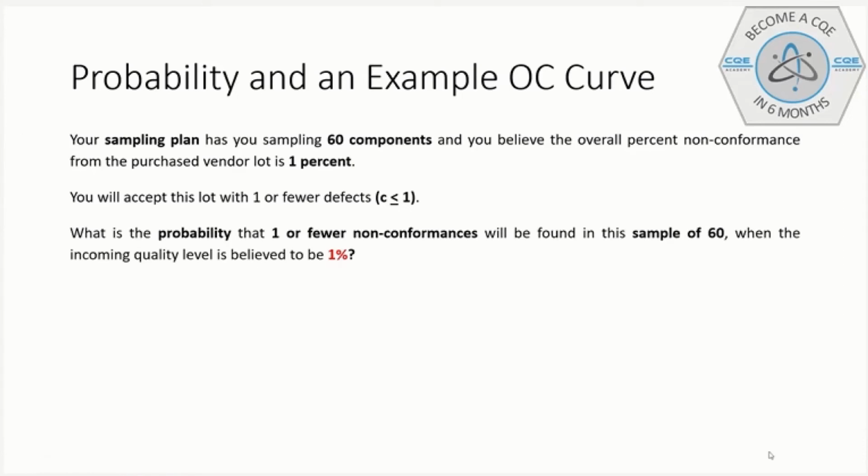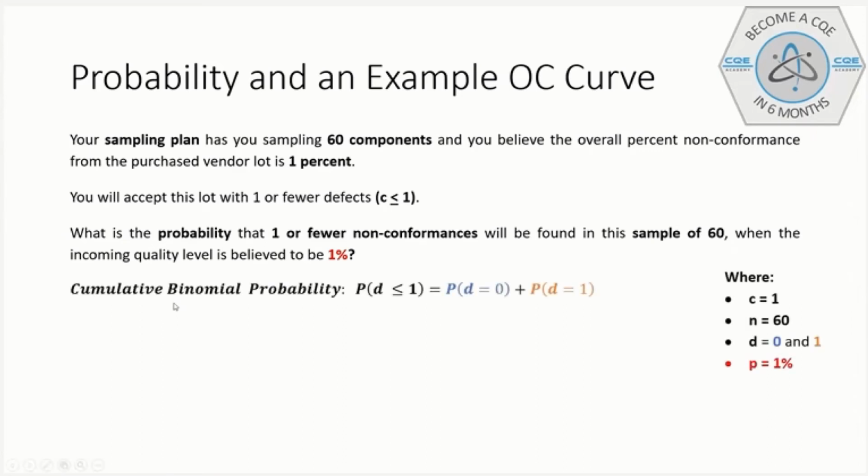What is the probability that one or fewer nonconformances will be found in the sample of 60 when the incoming quality level is believed to be 1%? So let's talk about probability. If you remember back to statistics, when we talk about probability, specifically when we have more than one outcome, we have to do what's called cumulative probability. So the probability of having one or fewer nonconformances is equal to the probability that you have 0 nonconformances plus the probability that you have 1 nonconformance.